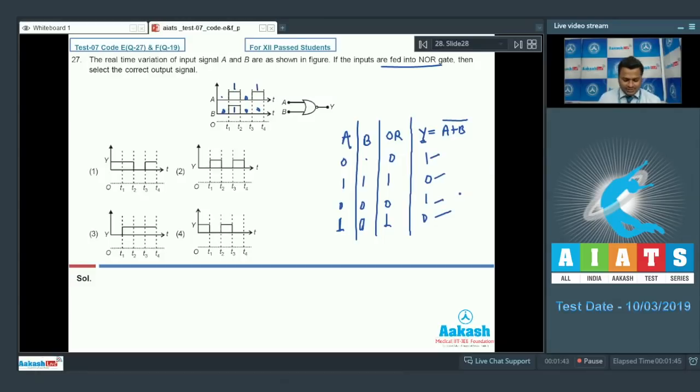Now let us check the options. 1 1 0 1 for option number 1, so it is wrong. Option number 2, 0 1 0 1, again it is wrong. Option number 3, 0 1 1 1, again it is not matching with our final output, so this is wrong. Option number 4, 1 0 1 0. So after looking at option number 4, we can say that it is absolutely correct. So that's why we'll go with option number 4. Now let us proceed to the next question, that is question number 28.